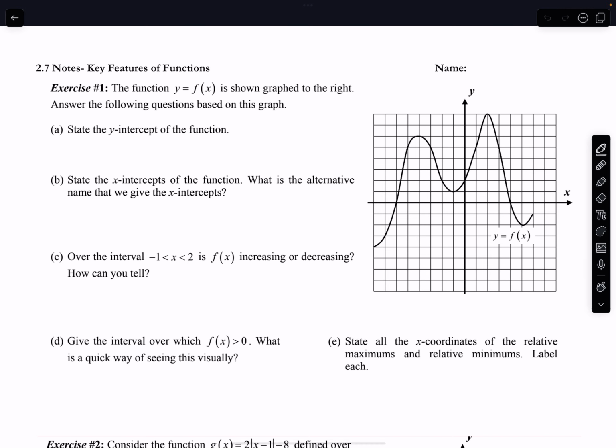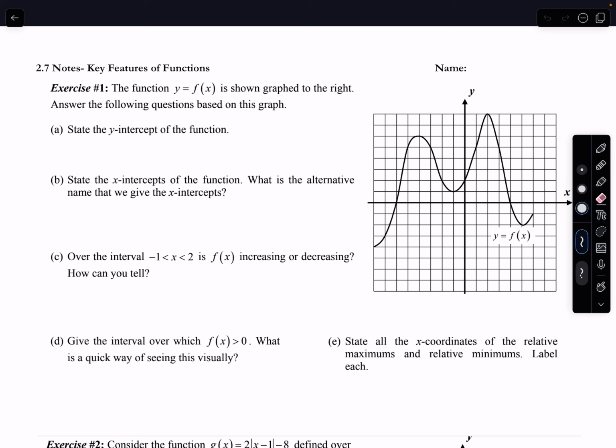Okay, so we're going to take a look at some key features of functions here, and what we want to know that kind of carries throughout most of the year when we're looking at functions, particularly when we're looking at graphs. Okay, so here we have a function right here.